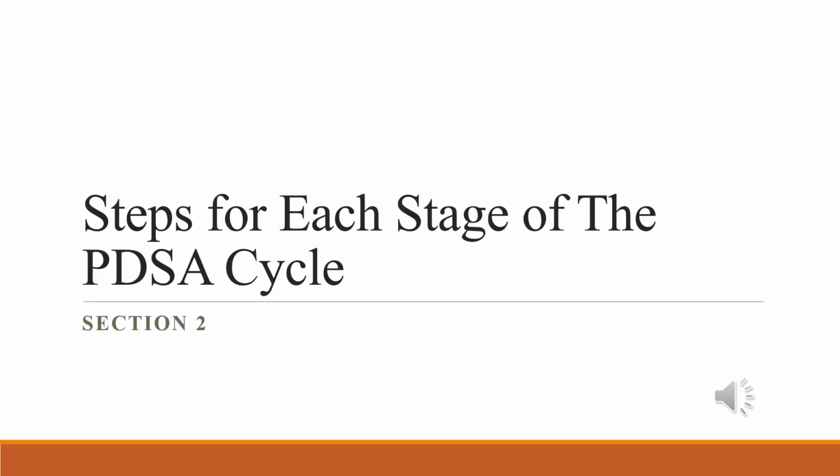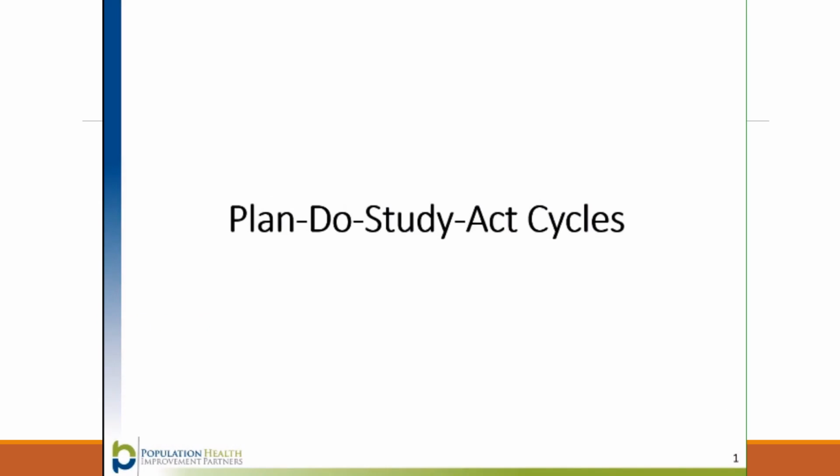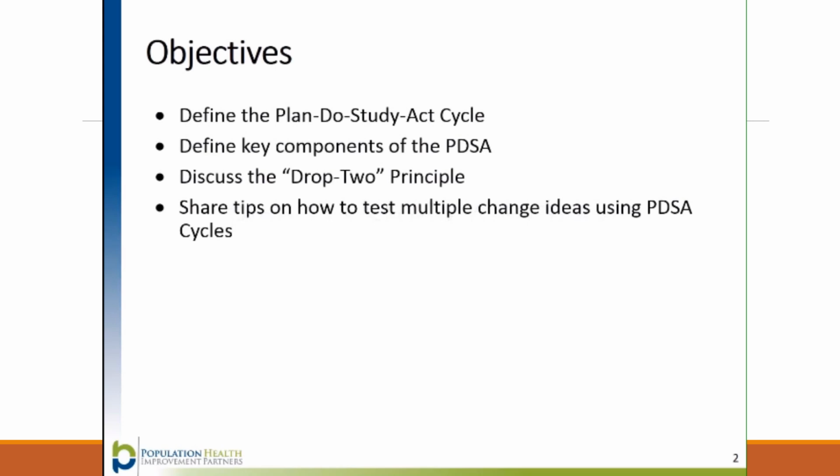Now let us have a closer look at the steps required for each stage of the PDSA cycle. This module will introduce the Plan, Do, Study, Act cycle. By the end of this module, learners will be able to define the Plan, Do, Study, Act cycle, including why and how to use it, define and discuss the key components of the cycle, discuss scaling down your change ideas using the Drop-To principle, and finally, share tips on testing multiple change ideas in parallel using Plan, Do, Study, Act cycles for quick and efficient assessment.